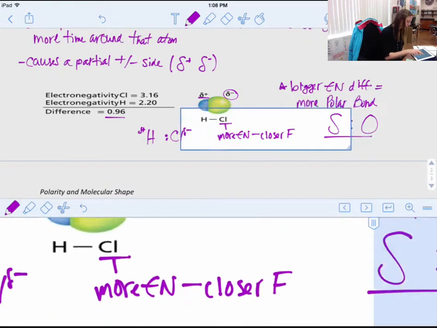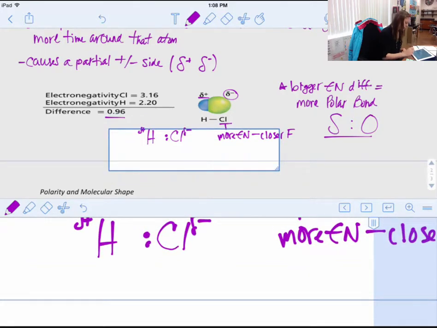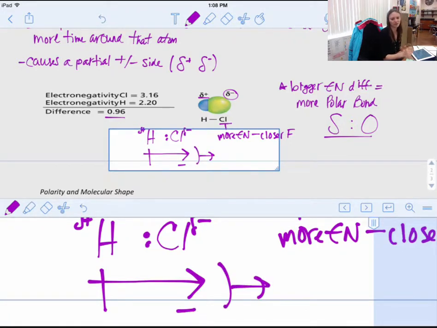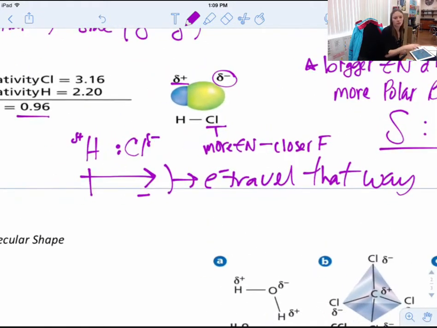One more way you'll see this denoted, with a positive and negative end, is a little arrow. You'll see something like this with a little positive end on it. That's the positive end on the left. This is the negative end. It's just another way to write instead of the little delta symbols. What that means is that your electrons will kind of travel that way. It's just another way to write which side's positive and which side's negative, without saying this is an ion that's positive, this is an ion that's negative. Again, remember, they're still shared, they're just not shared equally.